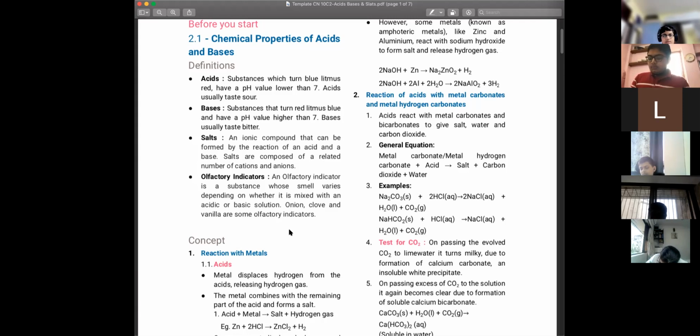Ma'am, in example of salt, we can add NH4 plus, right? No, an ionic compound should have both cation and anion. So NH4 plus is a single ion, so that cannot be a salt. So use NaCl, MgCl2, Na2SO4. Okay, ma'am. Maybe metal plus an anion make a salt. Okay.